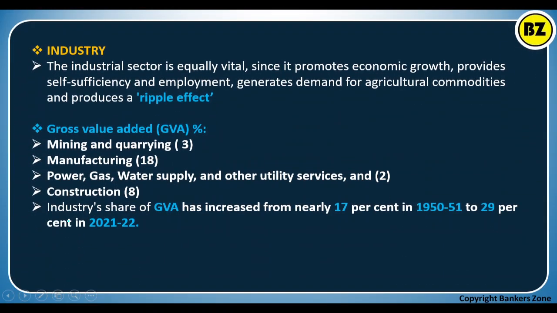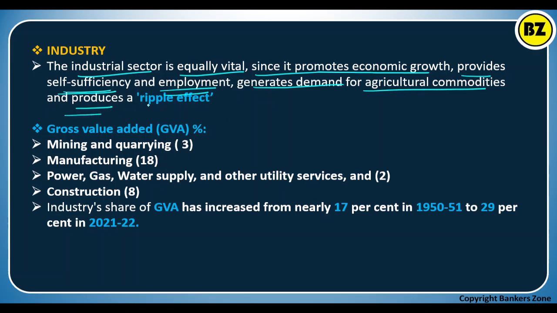See the second sector, the industry sector. Okay, so see, the industrial sector is equally vital since it promotes economic growth, provides self-sufficiency and also employment, and generates demand for agriculture commodities and products also.